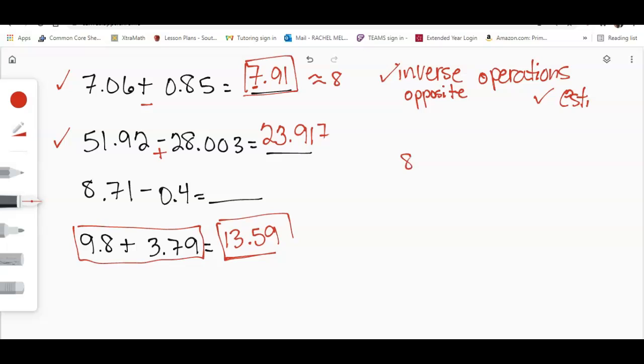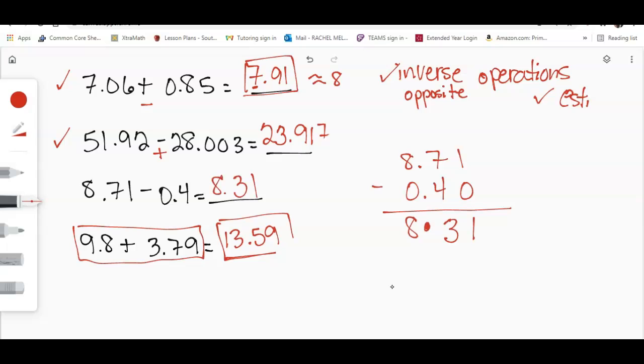All right, 8 and 71 hundredths minus 4 tenths. Again, decimal is lined up. I have a placeholder. So 1 minus 0 is 1. 7 minus 4 is 3. And 8 minus 0 is 8. Well, that was a pretty easy one.